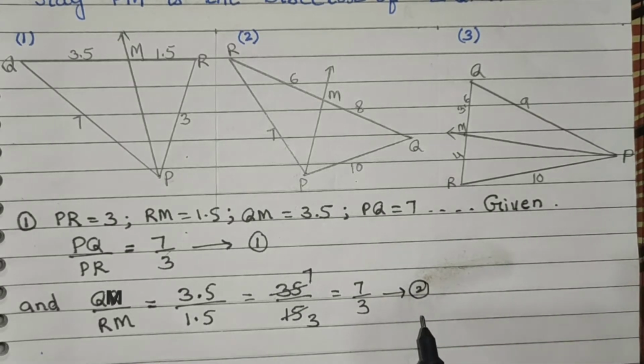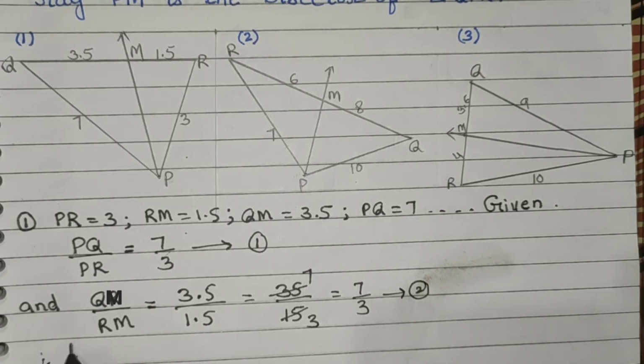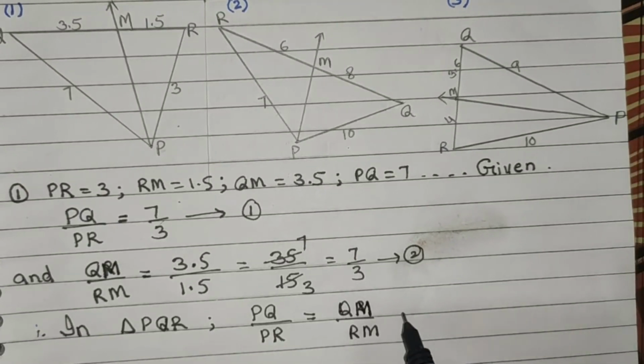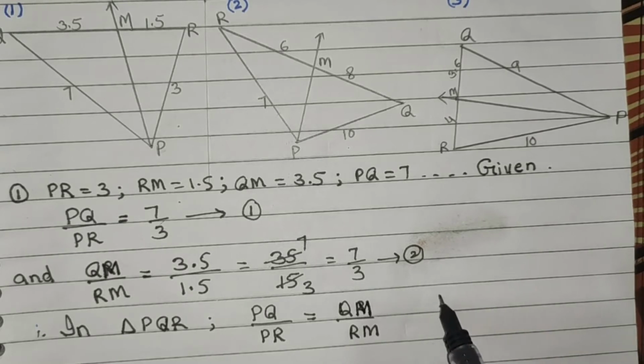Now from equations 1 and 2, both values are equal. Therefore in triangle PQR, PQ upon PR is equal to QM upon RM. Both are equal from equations 1 and 2.